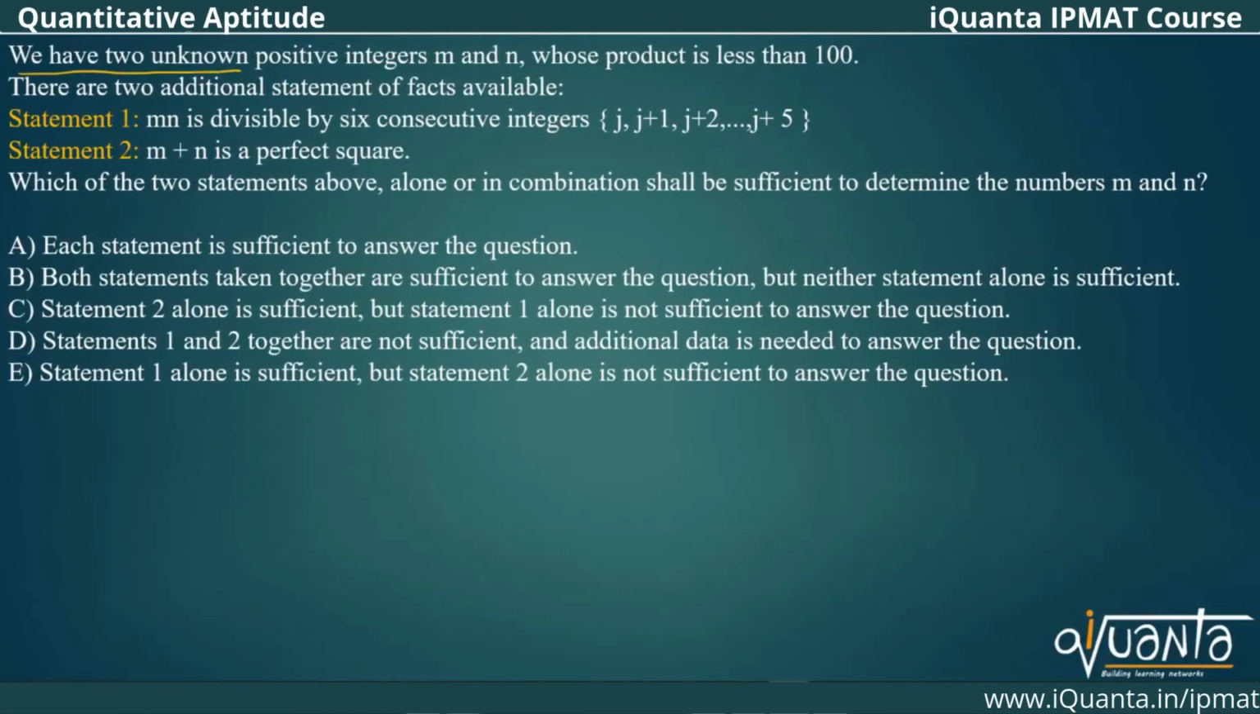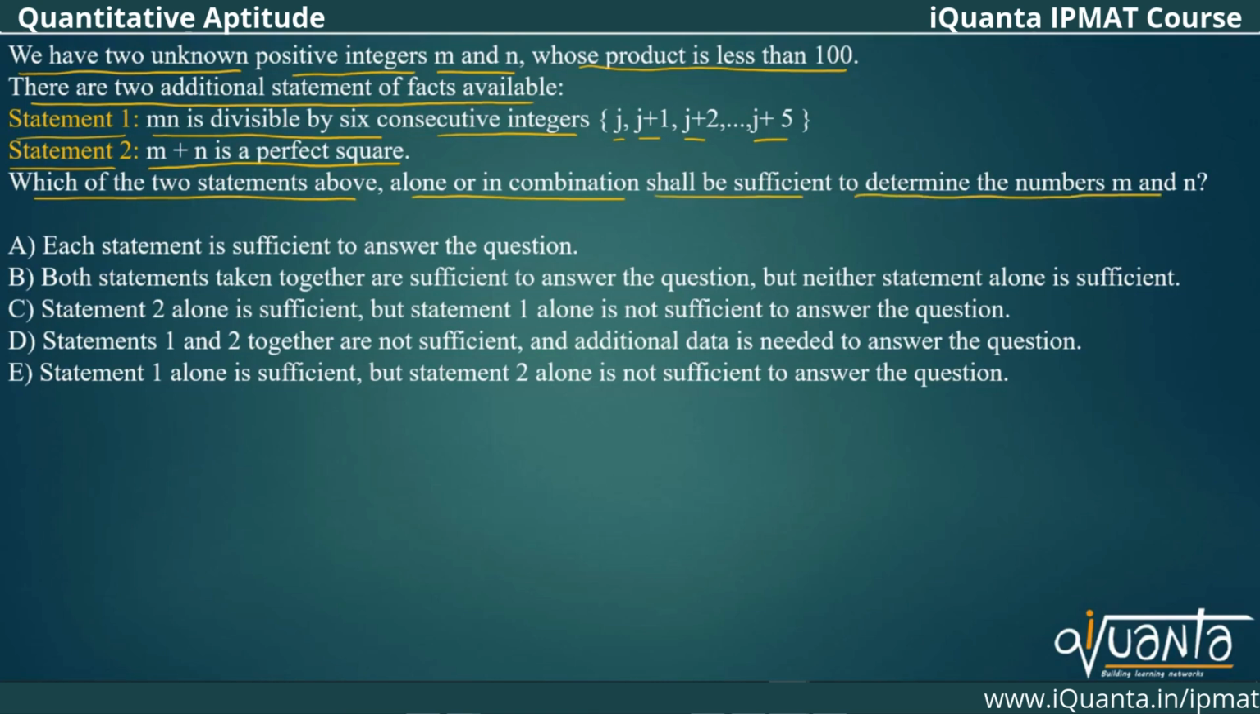Two unknown positive integers m and n whose product is less than 100. There are two additional statements of facts available. First statement is mn is divisible by 6 consecutive integers j plus 1, j plus 2 up to j plus 5. Statement 2 is m plus n is a perfect square. Which of the two statements above alone or in combination shall be sufficient to determine the numbers m and n?